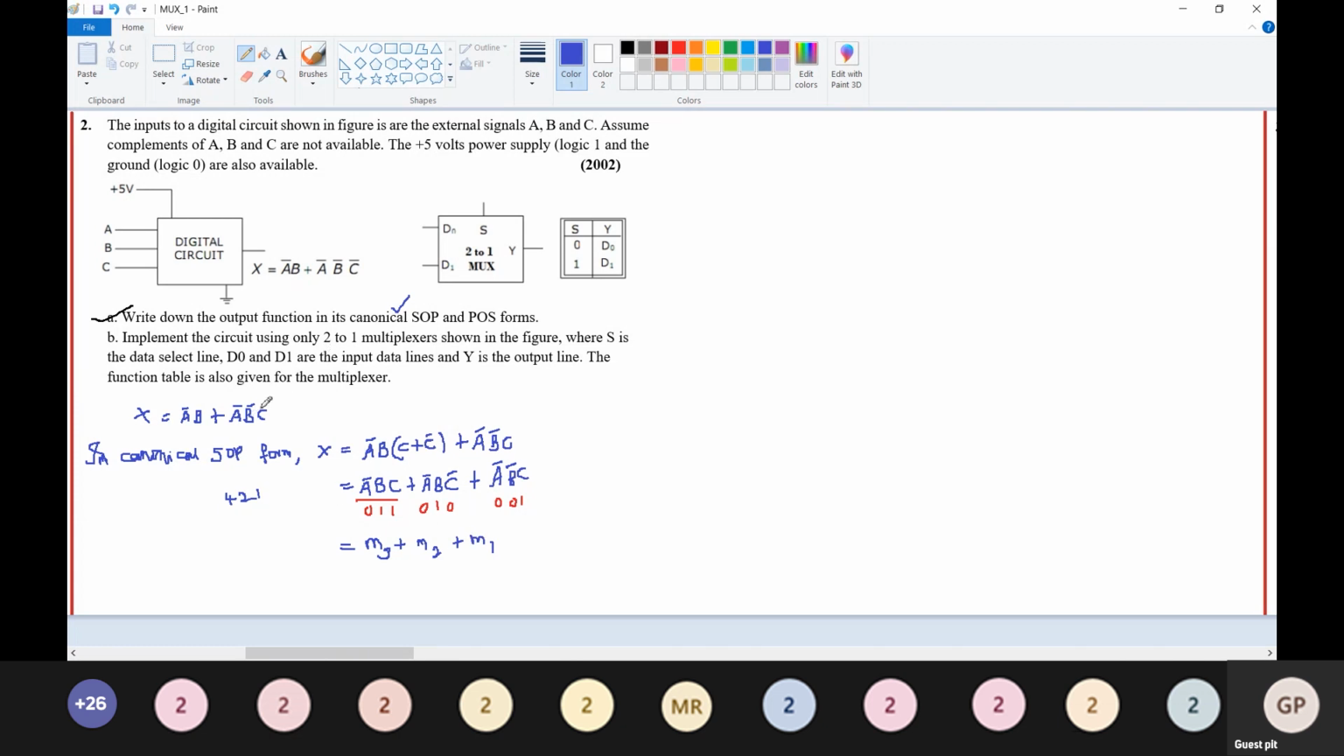Then the term A'B'C' is also there, so this should be 0. So the final answer is the summation of m(0, 1, 2, 3).